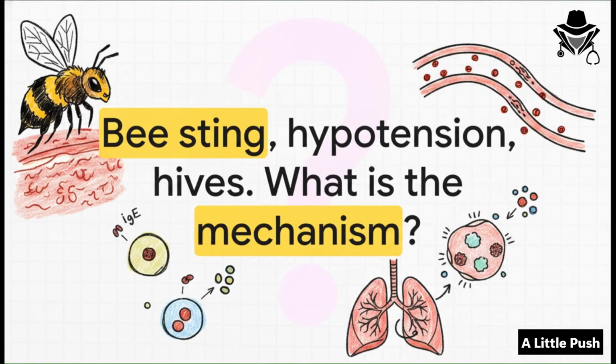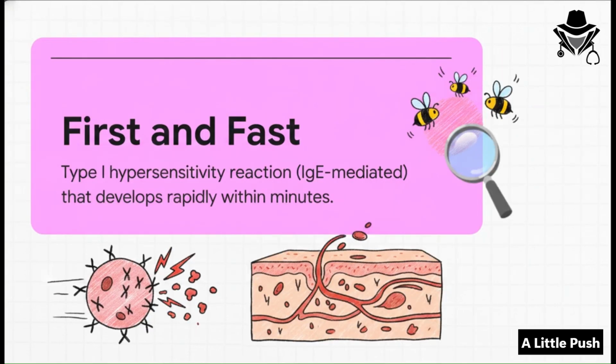Okay, let's dive into this. So our patient is showing us the classic triad of systemic anaphylaxis, right? Hypotension, respiratory compromise, and skin manifestations, like urticaria. But what's actually happening down on the cellular level? To effectively save him, we really need to understand the underlying mechanism driving this terrifying emergency. And that brings us right to our first major memory aid: first and fast.